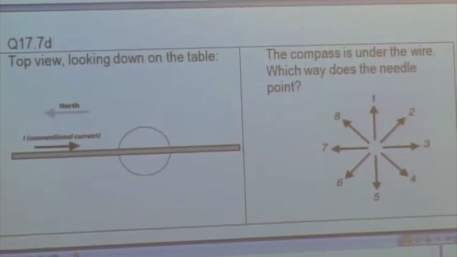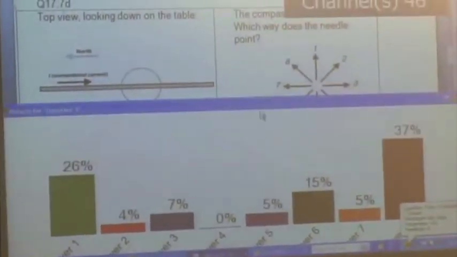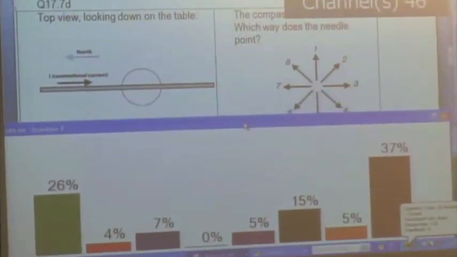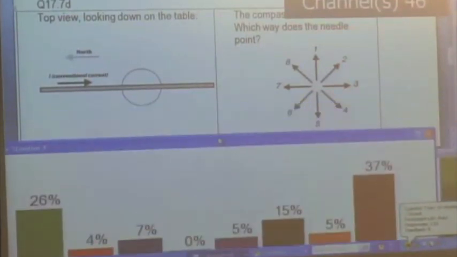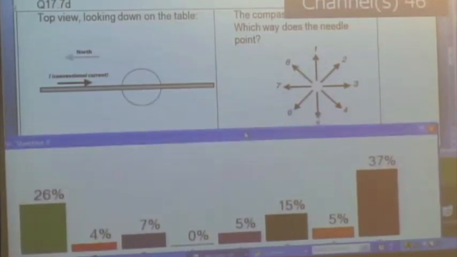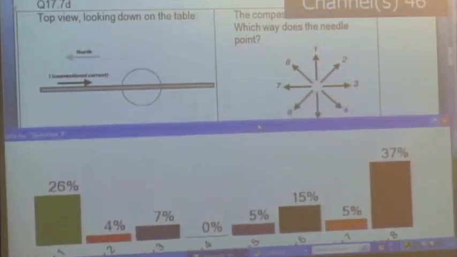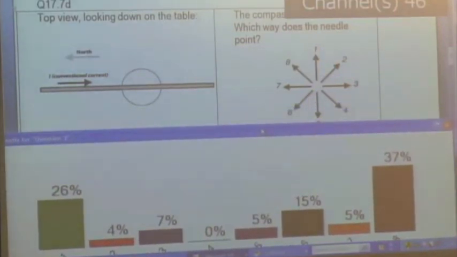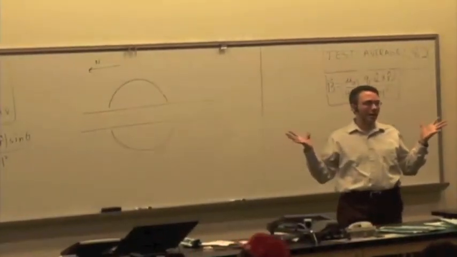Lots of different answers. So we have some people who were going to be pointing in direction 1. Some people were saying direction 8, so deflected sort of the same way, but not quite as much. We have another large vote for the other direction, 6, and then a smattering of things in between. Well, what do you have to think about? What do we need to know? How many sources of magnetic field are there?